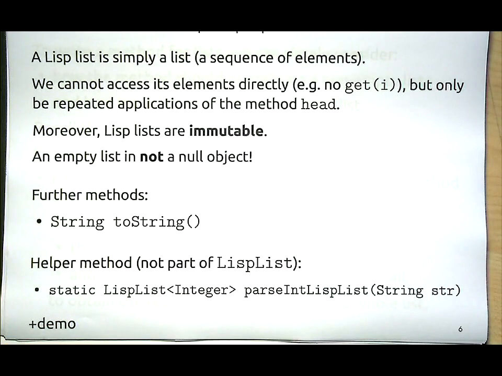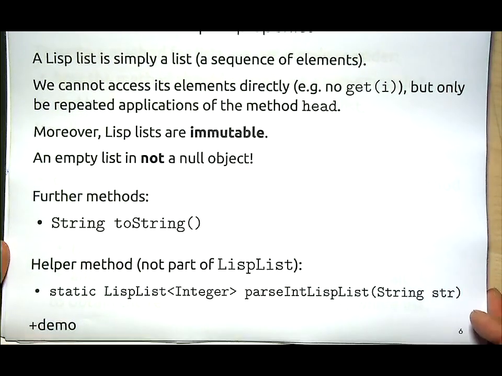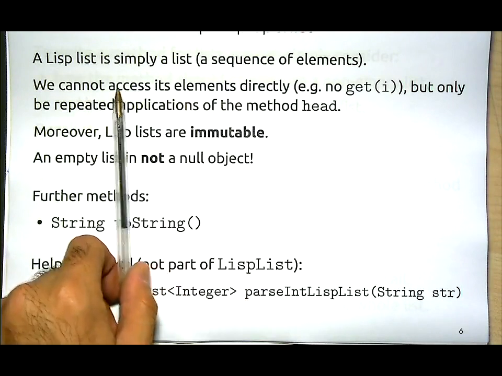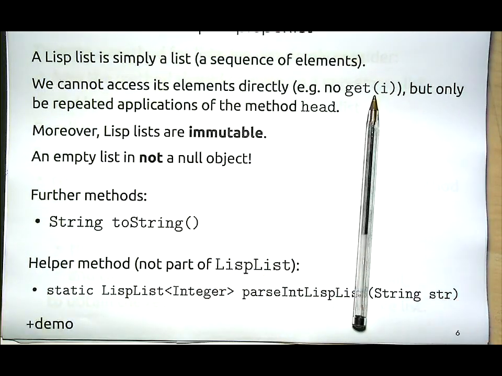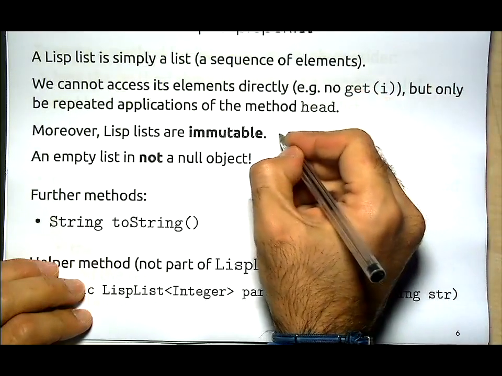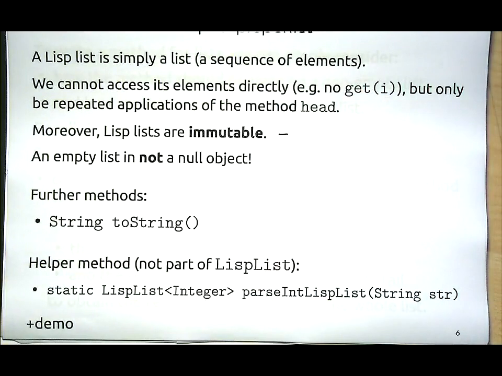So coming back to sum up the properties we have. A list is simply a sequence of elements, if you like, of a given type. How can we access its elements? We cannot say go to the element at the ith position. We can only say get me the head or get me the tail. Another important aspect is that lists are immutable. So when you call these methods, as we saw, you don't actually change the list you call them upon. You create a new list.